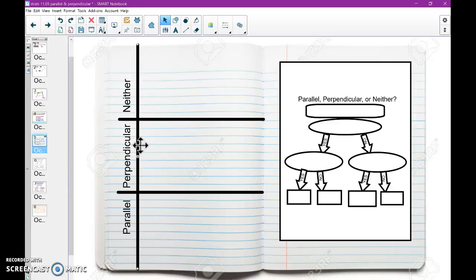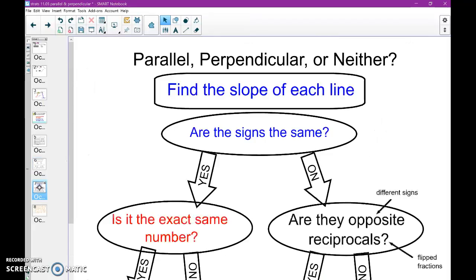Turn it sideways. Divide it into 3 equal sections: parallel, perpendicular, and then neither will be a category as well. And then we're going to go through a flow chart that actually shows you how to tell what type of lines are parallel, what type are perpendicular, and which ones are neither. So there's your blank flow chart.